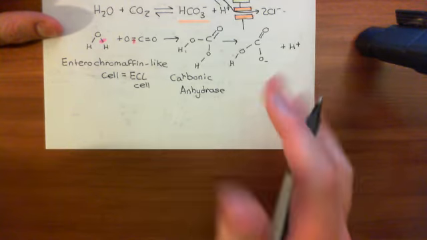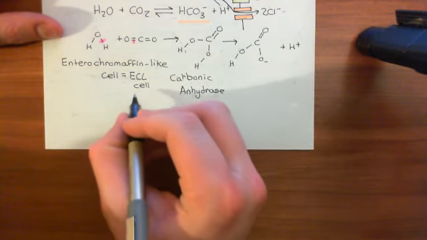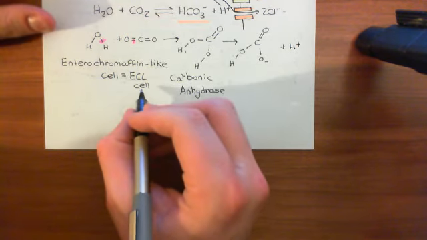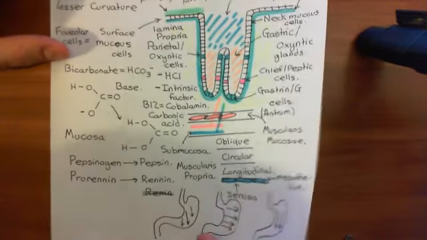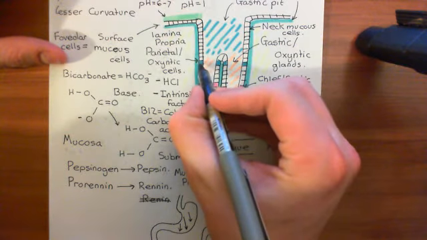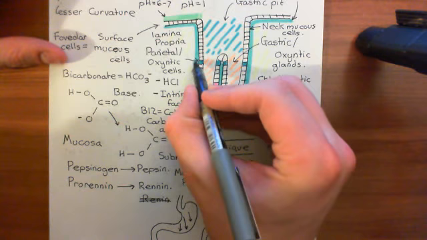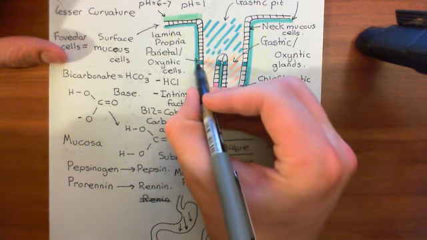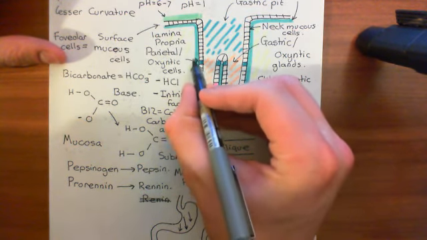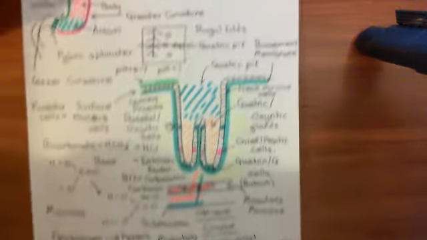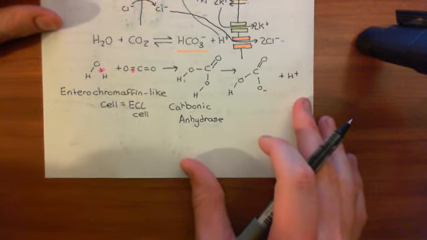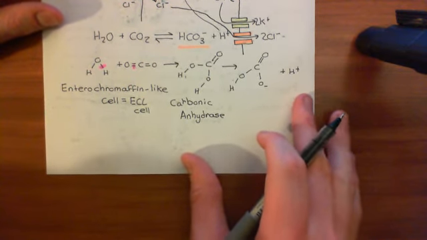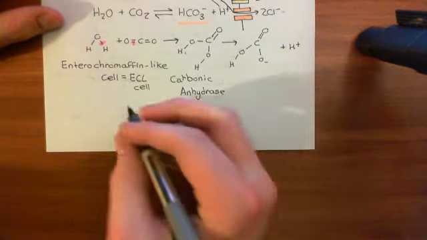Let me show these. The enterochromaffin-like cells are located within the lamina propria, just underneath the parietal cell. If we go back to this picture, here is our parietal cell. The enterochromaffin-like cells will be positioned just underneath the basement membrane in the lamina propria, here, and they secrete histamine, which controls the secretion of hydrochloric acid by the parietal cells.